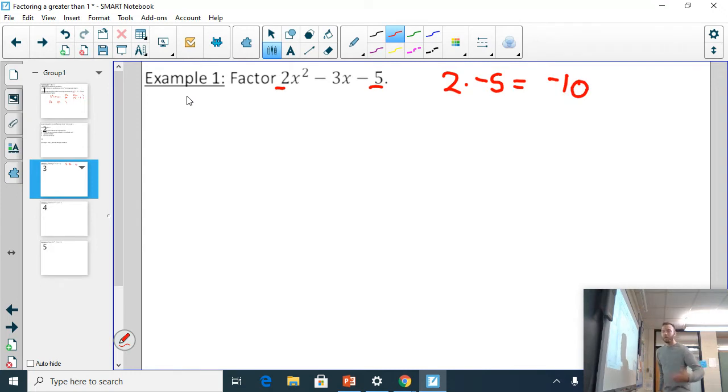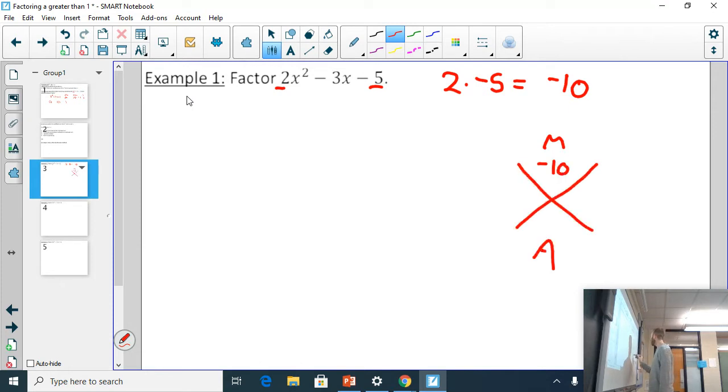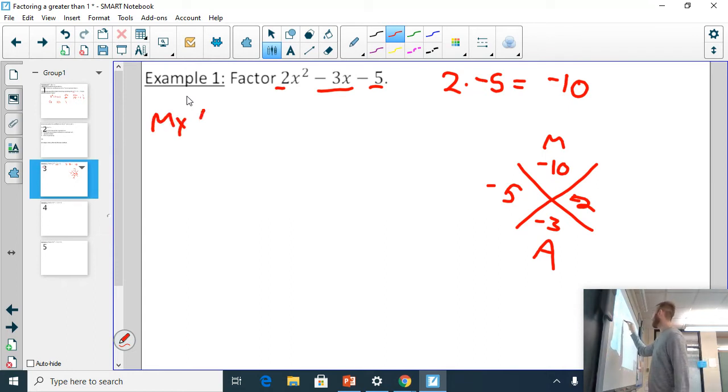And now step 2 is we need two numbers that multiply to negative 10, the number we just got, and add to the middle number, negative 3. And the two numbers that I think do that are negative 5 and positive 2. We're going to need negative 5 because negative 5 plus 2 is negative 3, and negative 5 times positive 2 is negative 10. And now here's where the steps differ. So I'm going to show my way first.